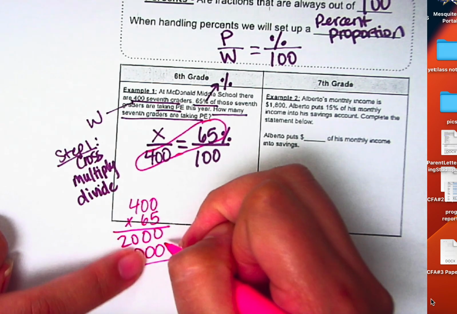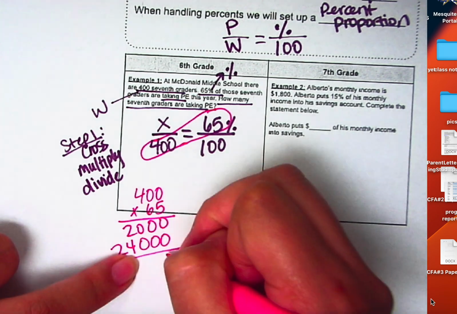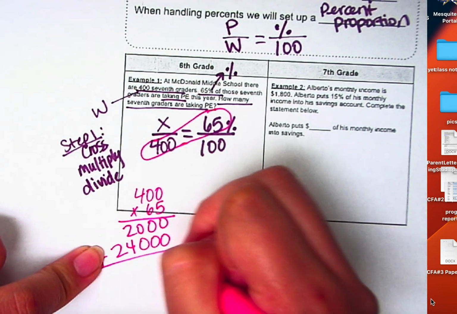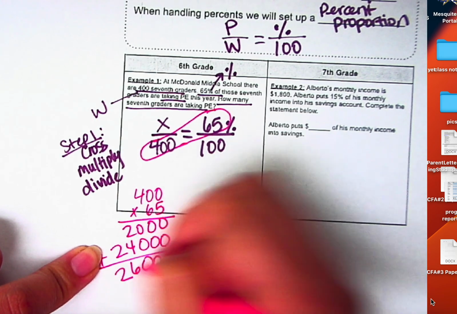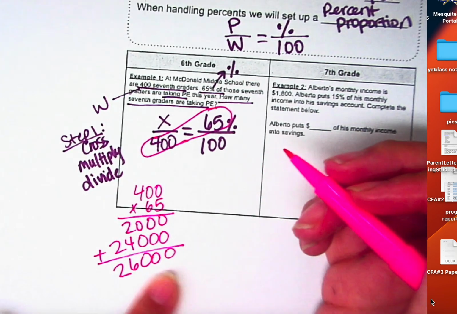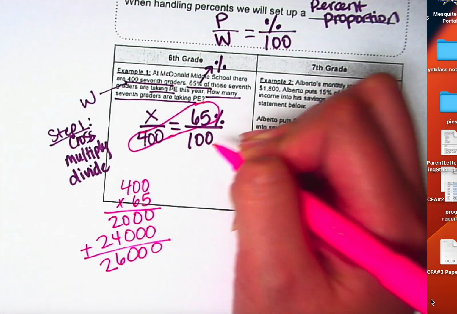Okay. Be careful with your zeros. Make sure you line them up. So now you're going to add these two. 0, 0, 0. 2 plus 4 is 6. 2. It's a pretty big number, so be careful, okay? Now we are going to divide by 100.